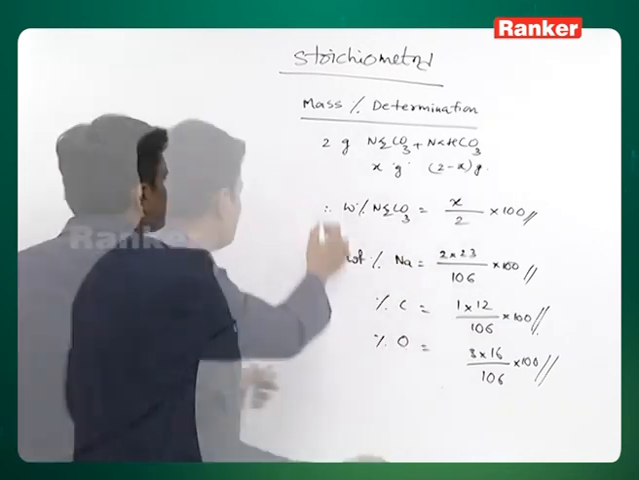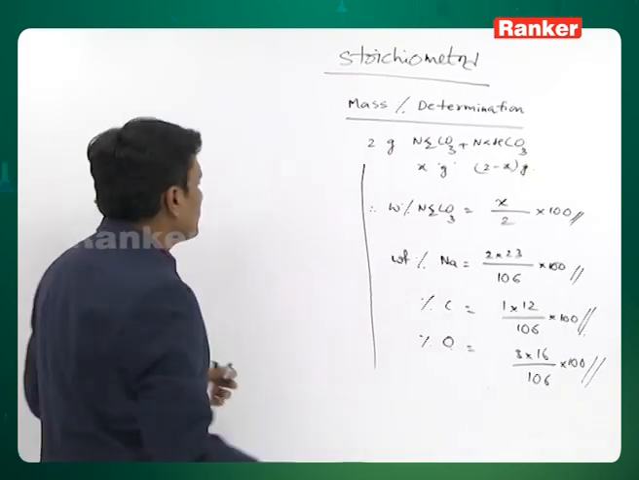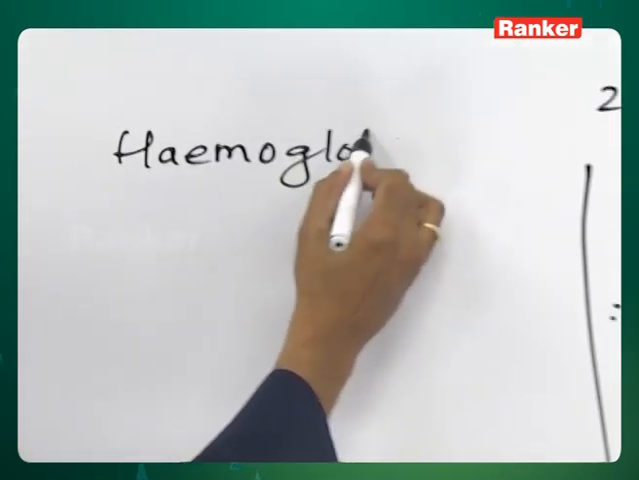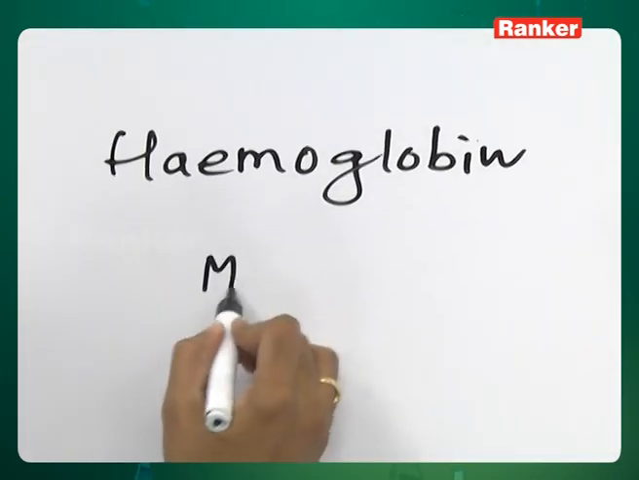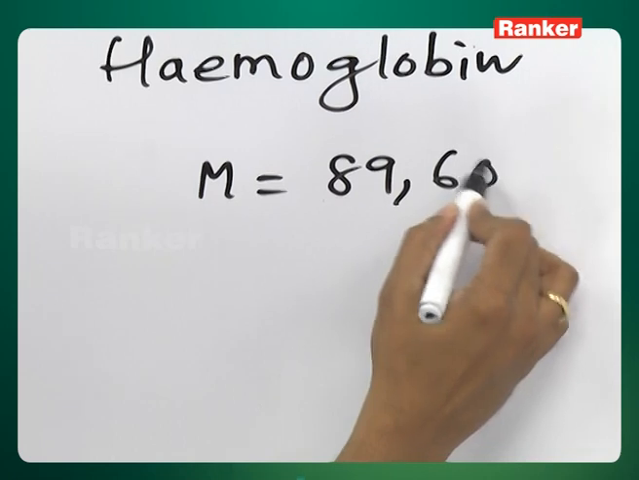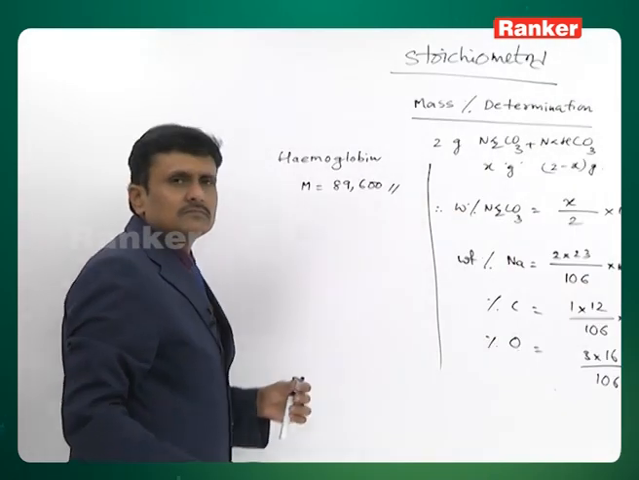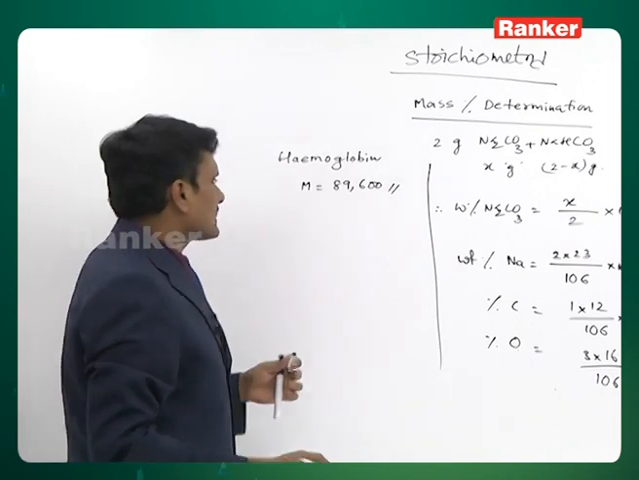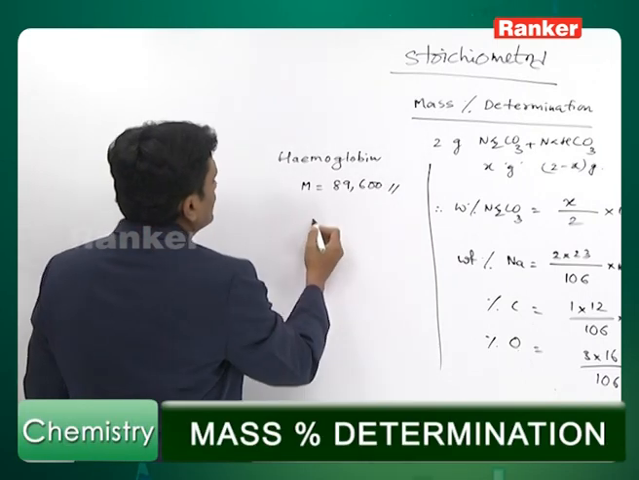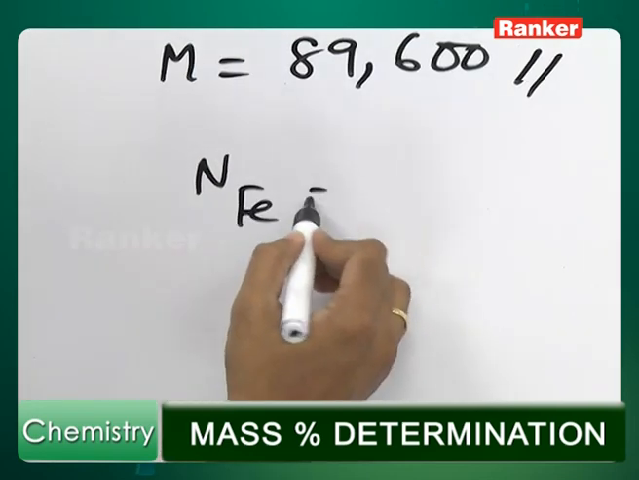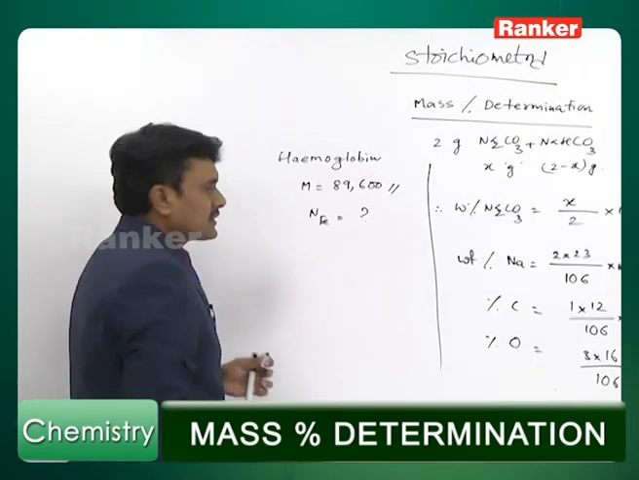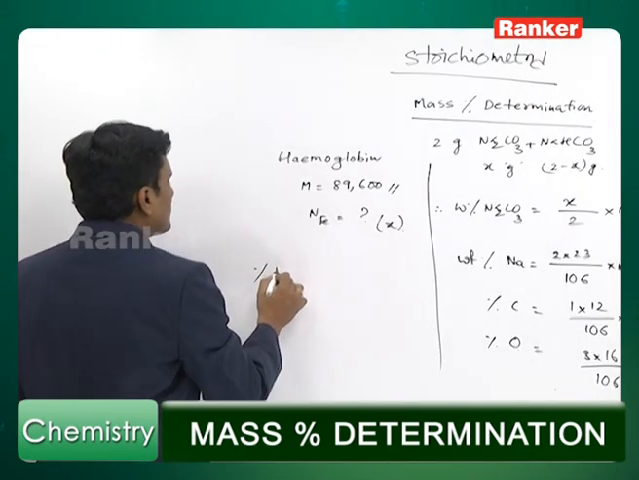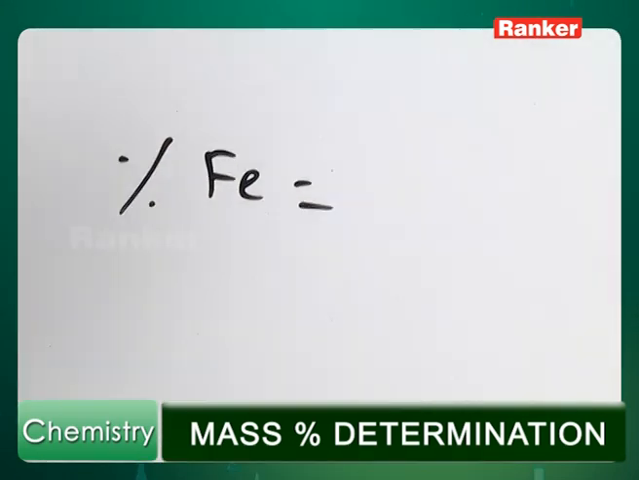For example, take hemoglobin. Its molar mass is, suppose, 89,600 gram per mole. The molar mass of hemoglobin is given as 89,600 gram per mole, and you have been asked to find the number of iron atoms present per hemoglobin. If you assume this as x, to proceed further, the percentage of iron in hemoglobin must be known.